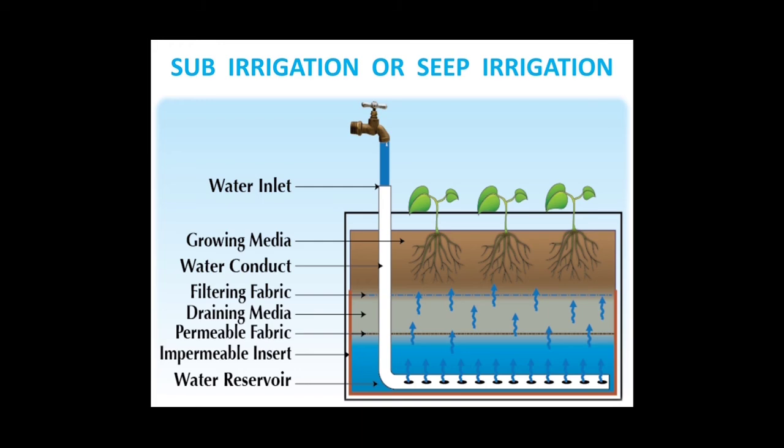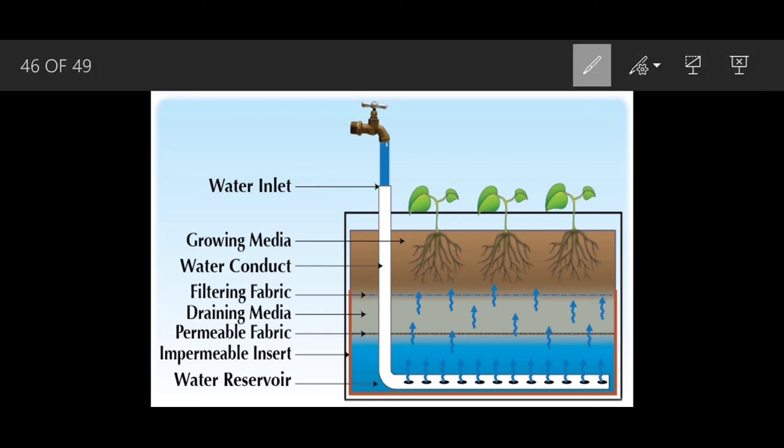Now you can see a tap, water is entering through this pipe, and this is recharging the underground level. This pipe is connected to the underground, and water is filling the underground and increasing the water table. The water table has come up to the roots, and this is the purpose of sub-irrigation or SEEP irrigation. I hope this is clear.